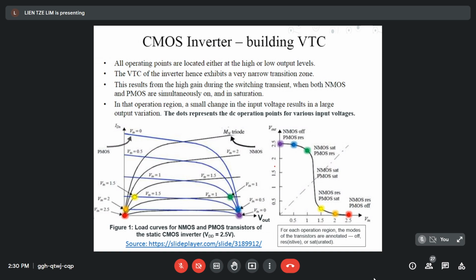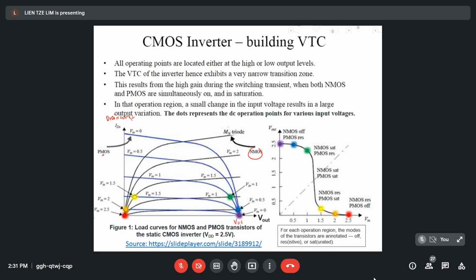You see the graph here. It is plotted with the drain current. This is drain current versus Vout. Sometimes we use VDS; in some graphs you will see that it is VDS, not Vout. Then you see there are different curves here. One is for the PMOS and another is for the NMOS. As you see, this is for the NMOS, the black line. The blue line is for the PMOS.